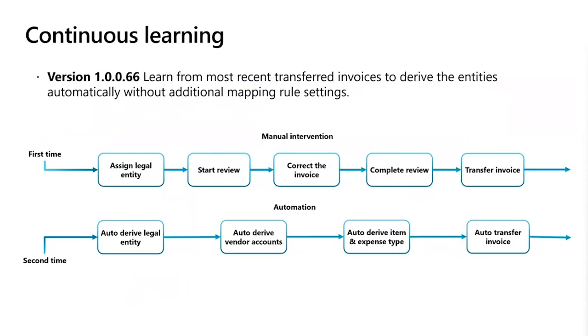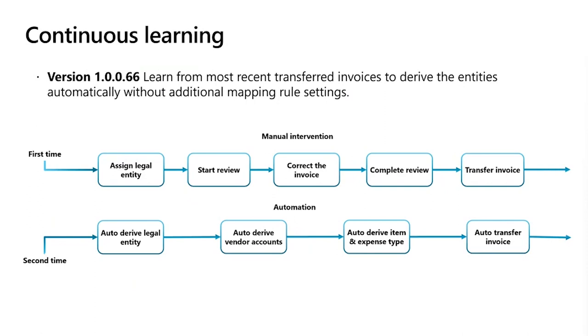Recently, we also introduced a feature so-called continuous learning in the latest public preview version. Here I marked the version number. Why did we introduce this feature? Normally in real business, the layout and the information such as the company name and address are fixed on the invoice if these invoices are coming from the same vendor.